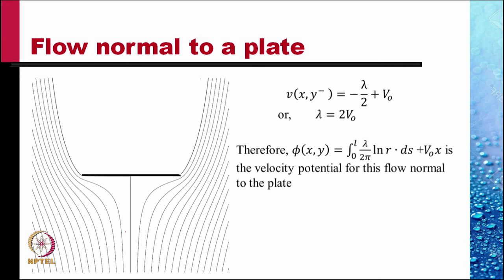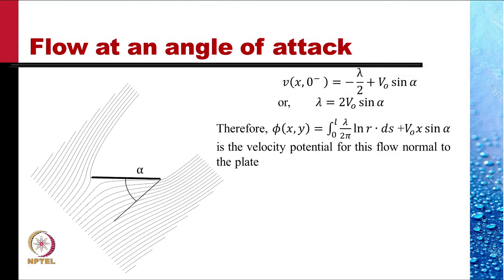Therefore, φ(x,y) is the integral from 0 to L of λ by 2π ln r ds plus V naught x, where λ is equal to twice V naught, is the velocity potential for this flow normal to the plate, for a finite length of plate. If the angle of attack was not 90 degrees but α, then the flow pattern obtained would be something like this, and the λ would be twice V naught sine α to give this flow pattern.